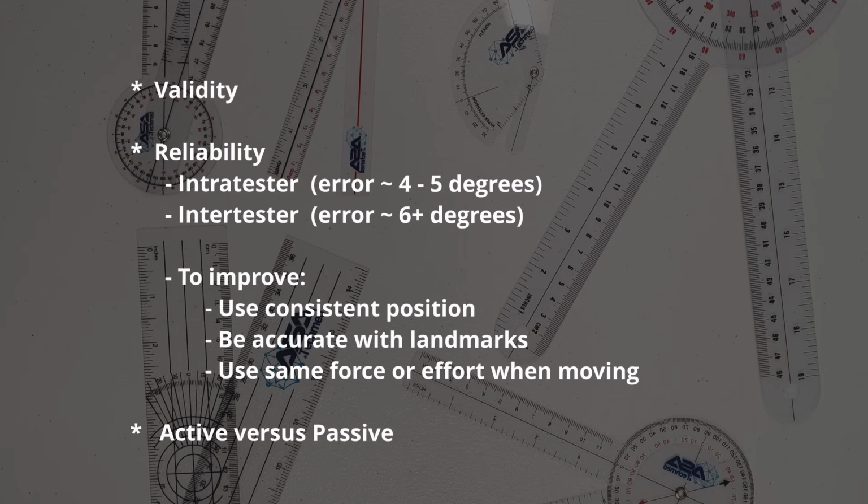With these margins of error, it's important to understand that when you're measuring range of motion, a change of 1 or 2 degrees may not be considered significant.